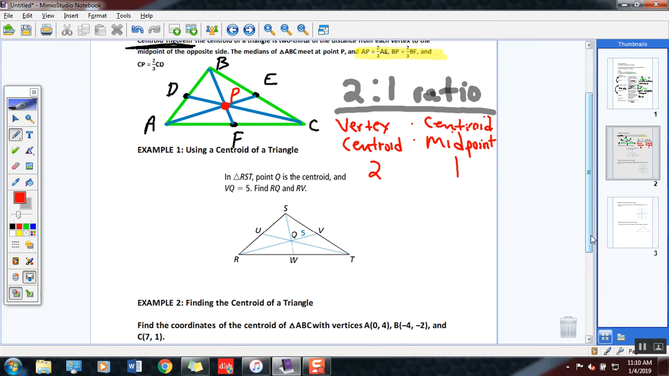Take a look at this down here in example 1. We're going to use this idea of the centroid theorem, which states that the distance from the vertex to a centroid is 2/3 of that overall median, or it's a 2-to-1 ratio comparing the vertex distance to centroid and centroid to midpoint. Well, what does that mean? Well, I don't know. So let's see if we can figure it out. It says the triangle RST, point Q is the what? Centroid. And we have a theorem we just talked about. And V to Q is what? Find what? RQ.